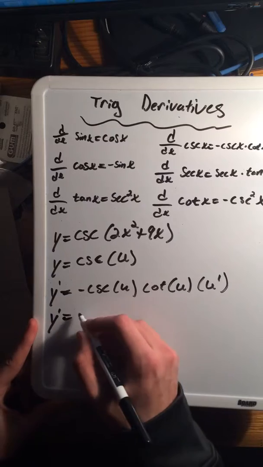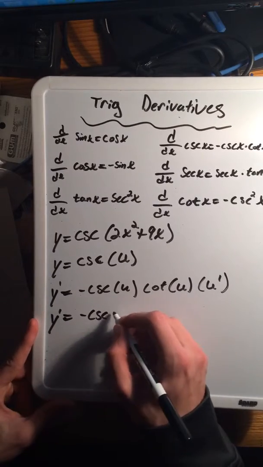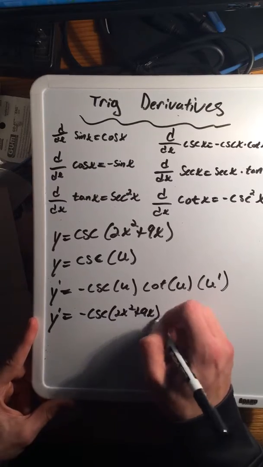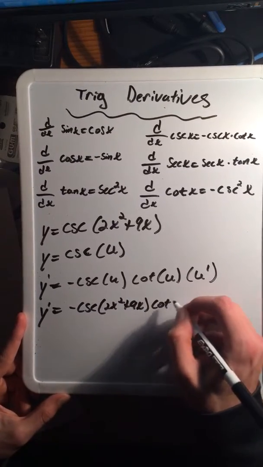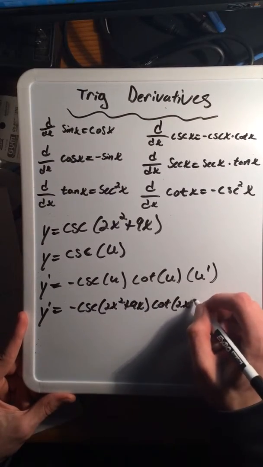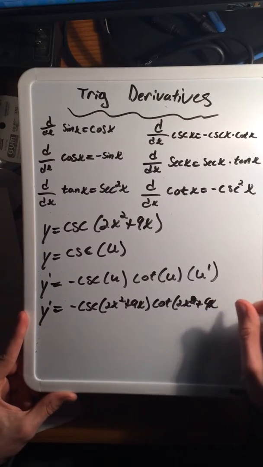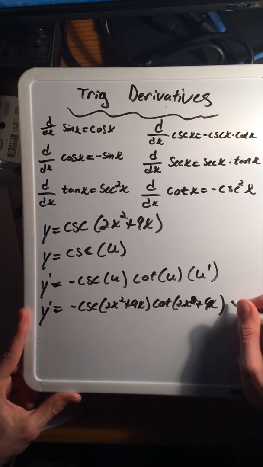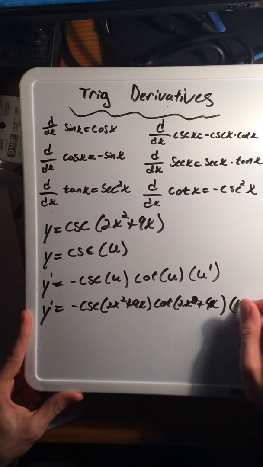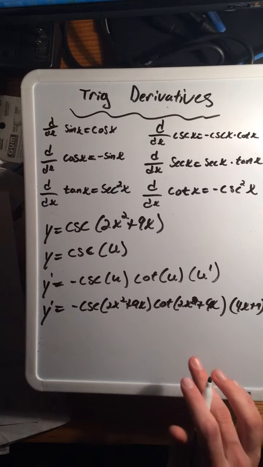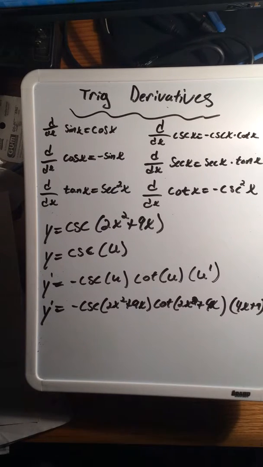So this becomes y prime equals negative cosecant of 2x squared plus 9x times cotangent of 2x squared plus 9x times 4x plus 9. Now, then you're done.